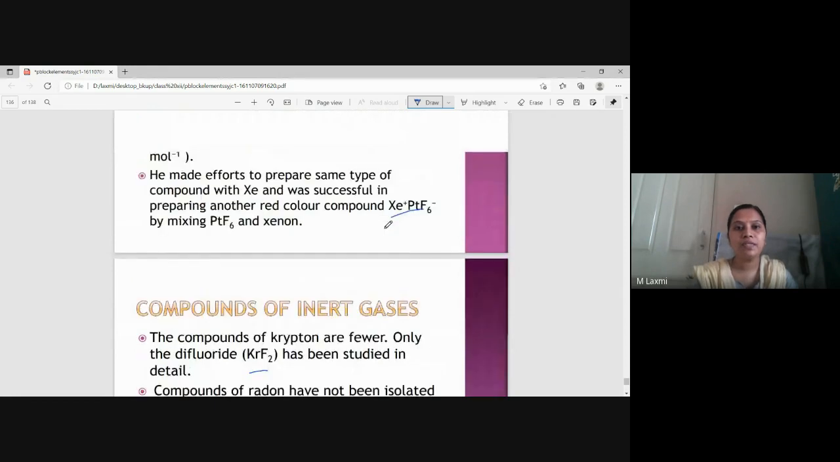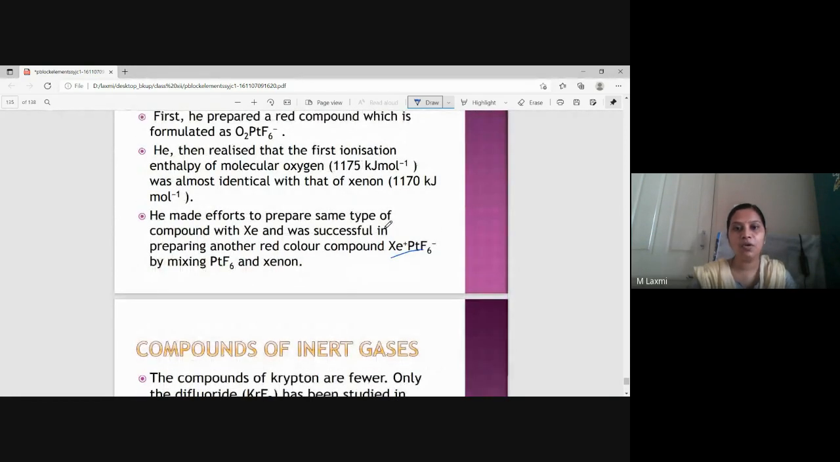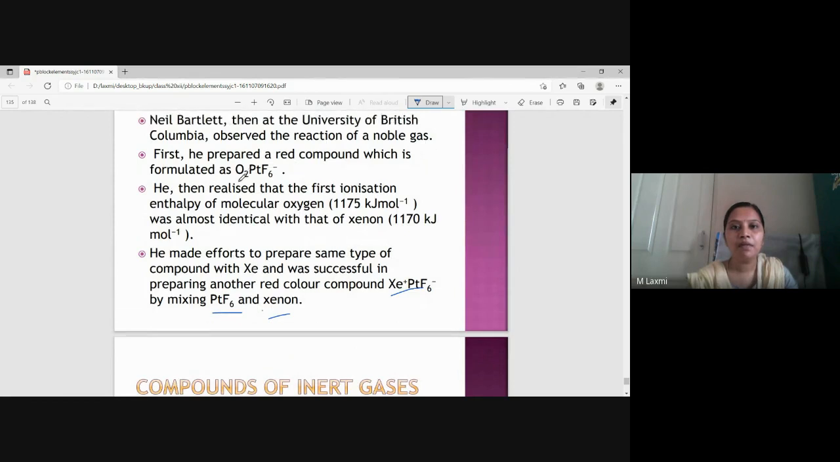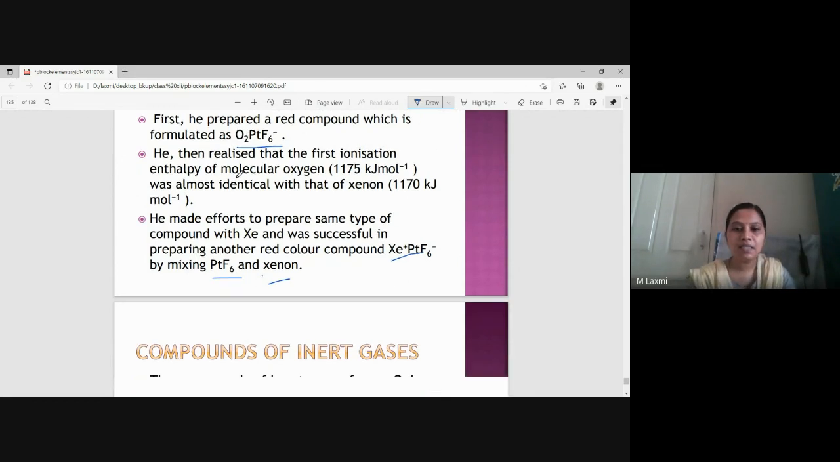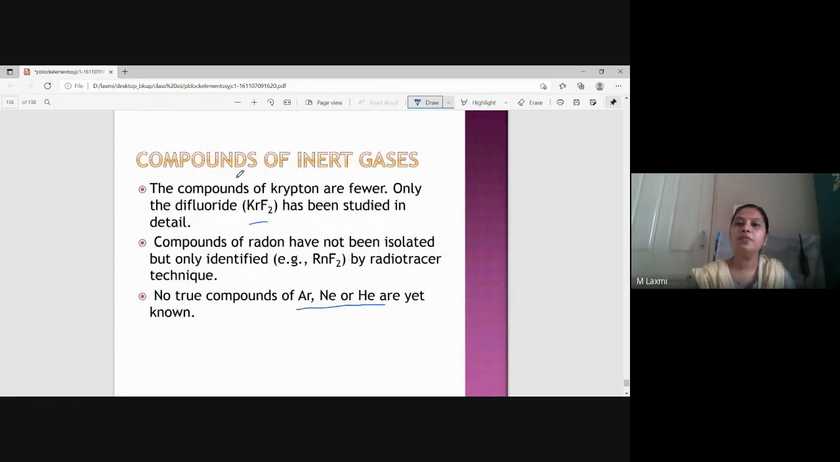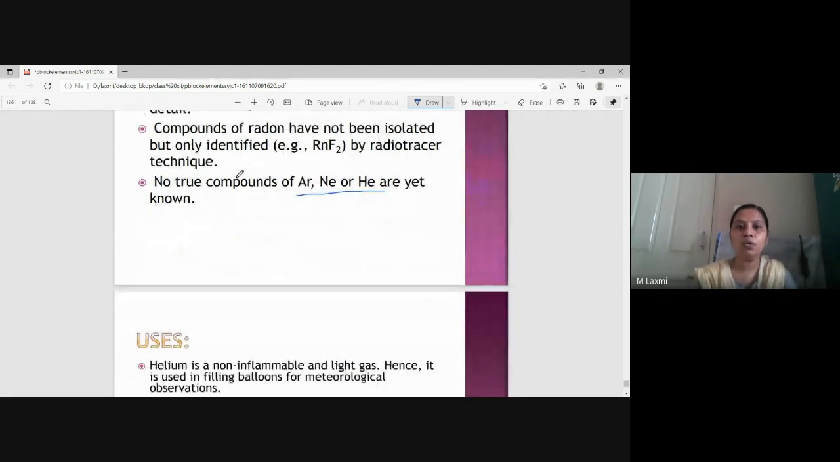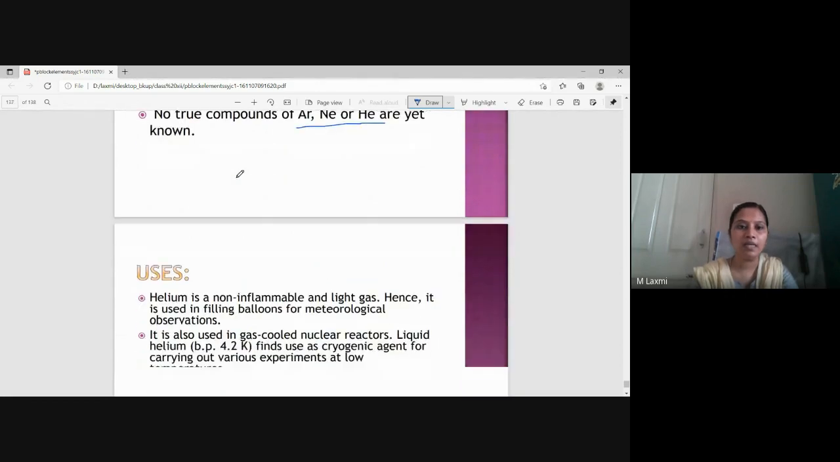A few scientists have tried mixing xenon with other halogens. For example, xenon is mixed with platinum hexafluoride to give a red color compound. He prepared one more red color compound, formulated as a platinum hexafluoride compound of molecular oxygen. But still, very few compounds of noble gases were discovered. No true compounds for argon, neon, or helium are known.